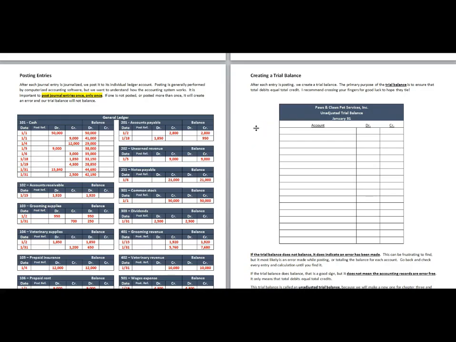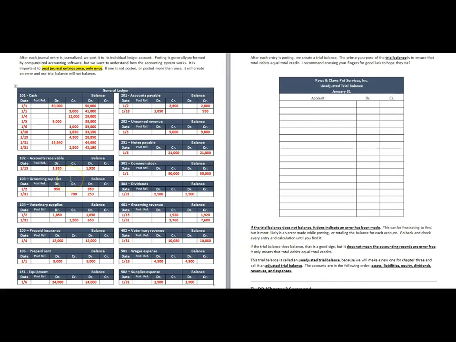Alright, the last step here is to create a trial balance. This is the last step in chapter 2. We notice it has a 3-part title that we're used to: the name of the business and what type of statement it is. In this case, we're calling it an unadjusted trial balance, and it has the date, in this case January 31st. What we're going to do is list out every account.